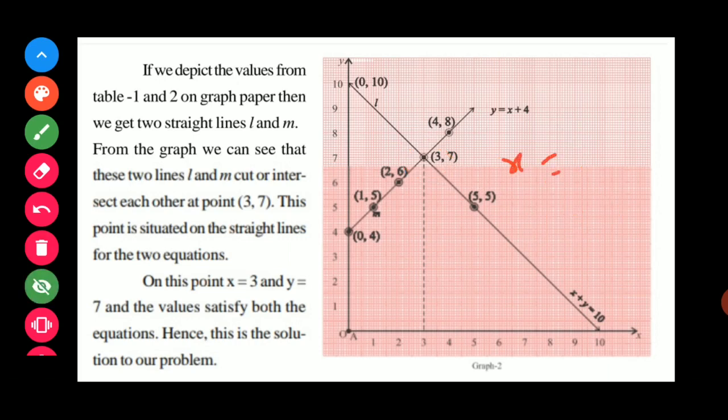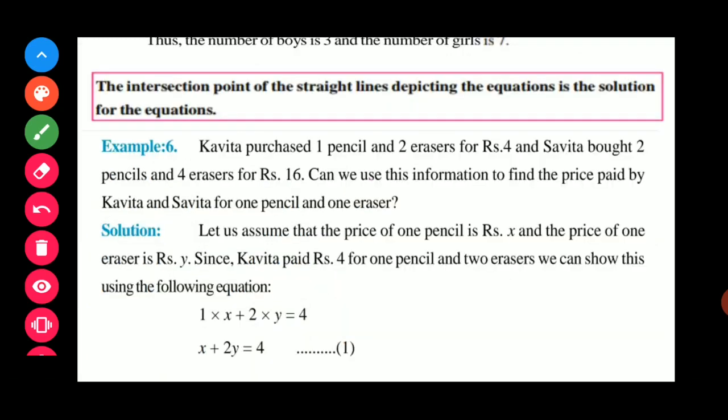It is x is equal to 3 and y is equal to 7. So that is the solution of the equation. Thus, the number of boys is 3 and the number of girls is 7. That means we concluded that the intersection point of straight lines gives the solution for the equations. So the intersection point is the solution of the equation.